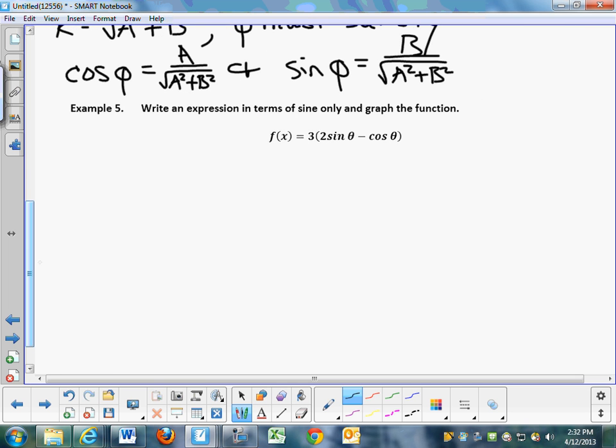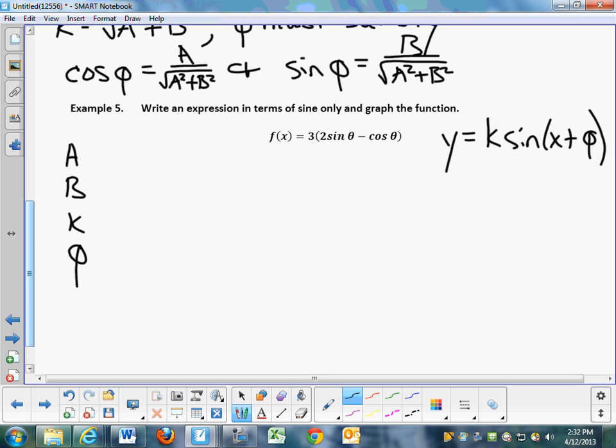So let's look at this. You would have no idea how to graph f of x equals 3 times 2 sine of theta minus cosine of theta. So all we have to do is identify these things: a, b, k, and phi. All right, and so we want to write y equals k sine of x plus phi. That's what we want to do. We want to get there.